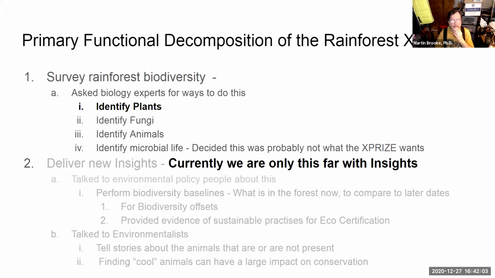Let's start with identifying plants in the rainforest. There are a lot of them, and just flowering trees, mosses, and ferns would be enough diversity to meet the minimum requirements of the XPRIZE competition. For now, we will not look at the insights problem, which is actually very hard.